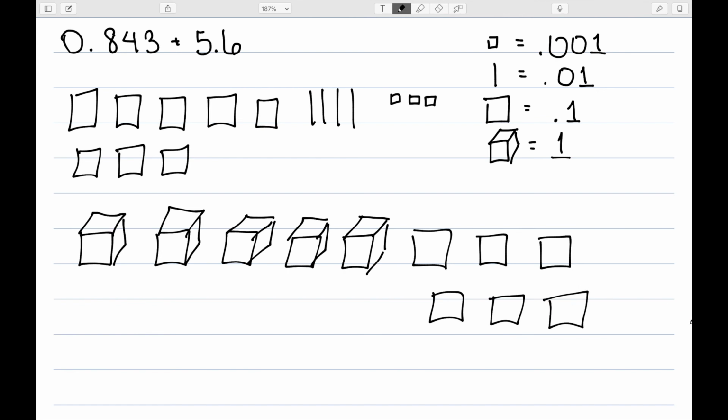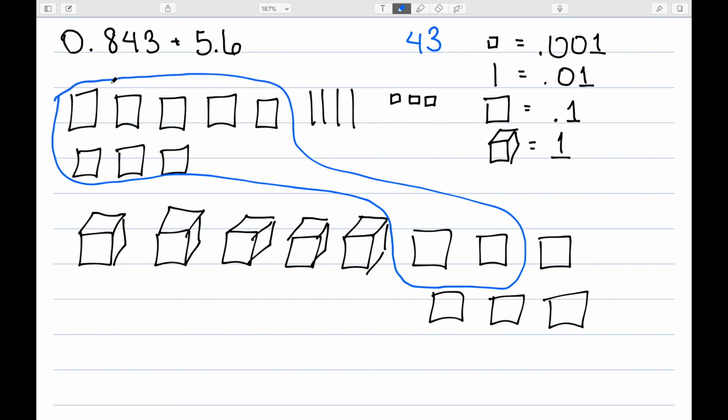And now we can start regrouping. We can see that we only have 3 of these, the 0.001 blocks. The 0.01 blocks, we have 4. Those will not regroup. And then my squares, I have 1, 2, 3, 4, 5, 6, 7, 8 here. So grouping 2 more would give me the 10 that I need. We have 4 left over. And then my cubes, I have 1, 2, 3, 4, 5, and then 6 for this one that I grouped. So 6.443.